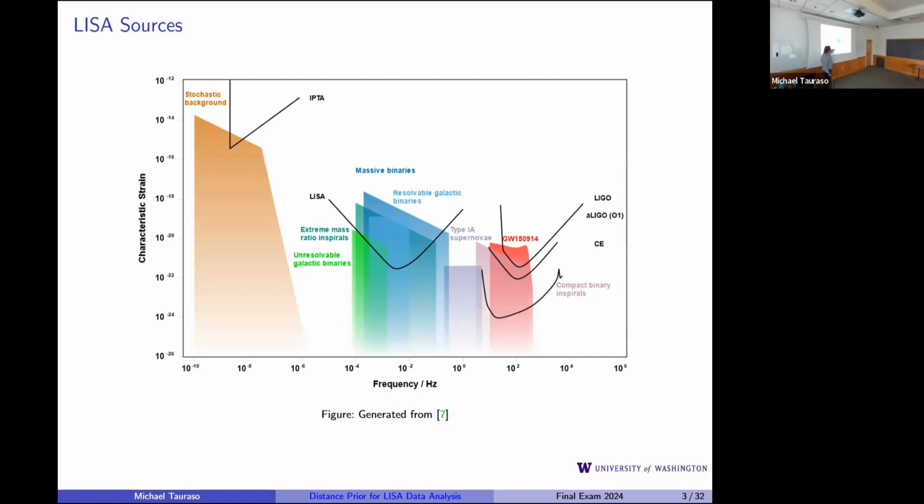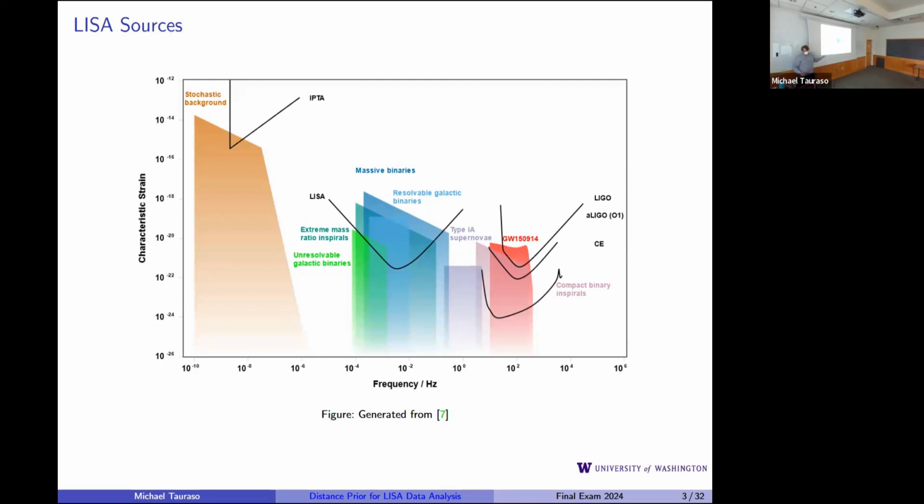In the middle, LISA is sensitive in the millihertz range. So millihertz, we're talking about hundreds of seconds, potentially 1,000 seconds of period. And we have a number of different types of sources here. We have the types of sources that would become LIGO sources, maybe in a few years, maybe in thousands of years, but they haven't gotten close enough to each other yet to be doing their final inspiral. We also have extreme mass ratio inspirals, where you have a stellar remnant falling into a supermassive black hole.